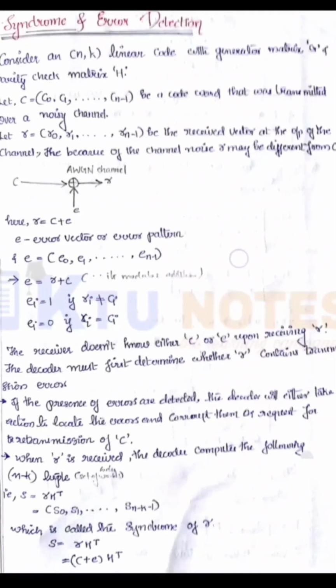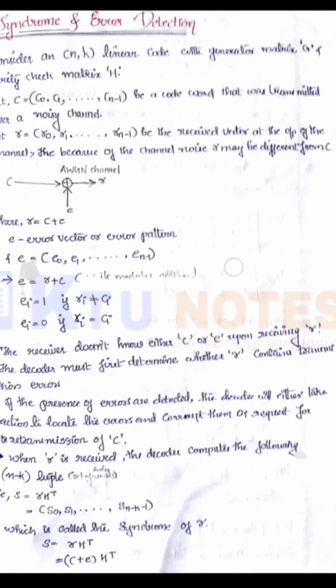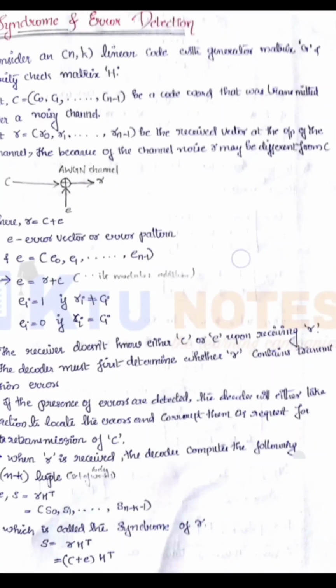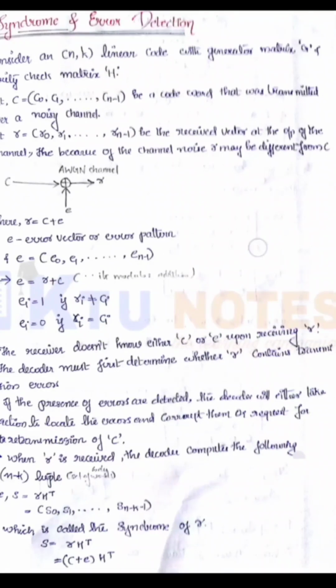Consider an (n, k) linear code with generator matrix G and parity check matrix H. Let C equal C0, C1, up to Cn-1 be the code word transmitted over the noisy channel. Let R equal R0, R1, up to Rn-1, which has the same size as C, be the received vector at the output of the channel. It is the noisy version of C. Because of the channel noise, R may be different from C.